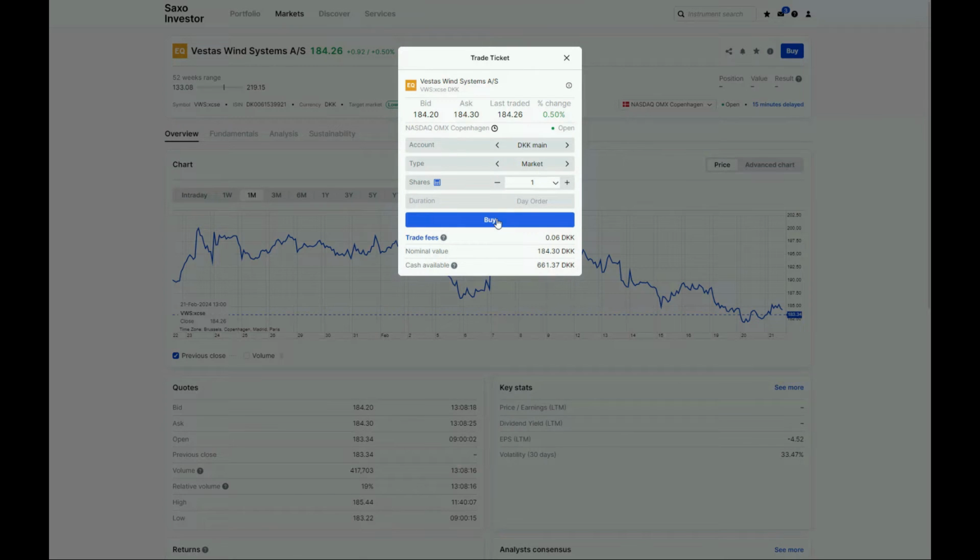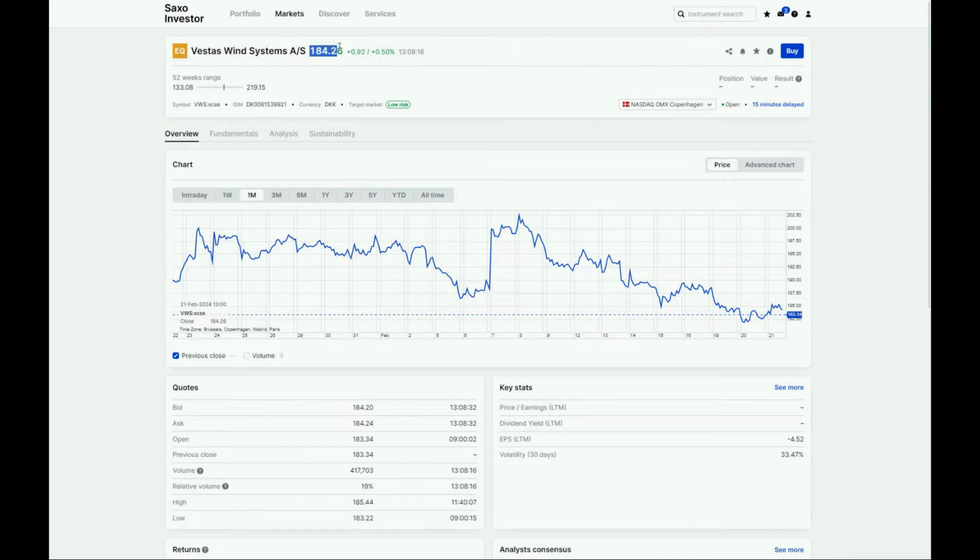Sometimes though, our clients don't want to buy at the current market price. For example, here Vestas, we can see that it's trading at a price of 184 Danish kroner. But looking at the monthly graph here, you can see that there has been a bit of a downtrend the last 14 days or so.